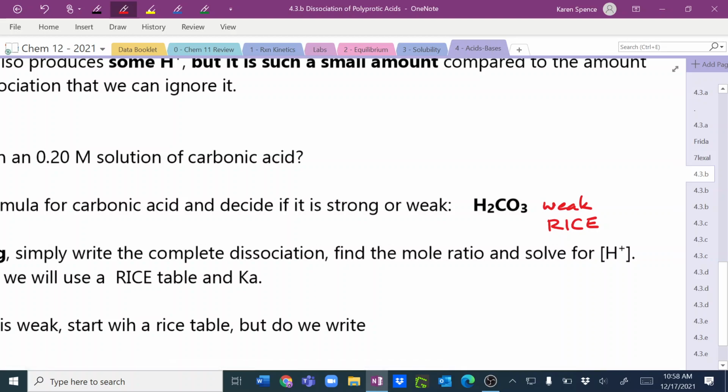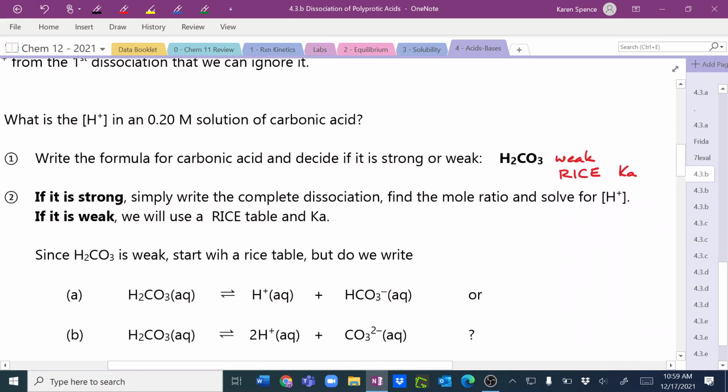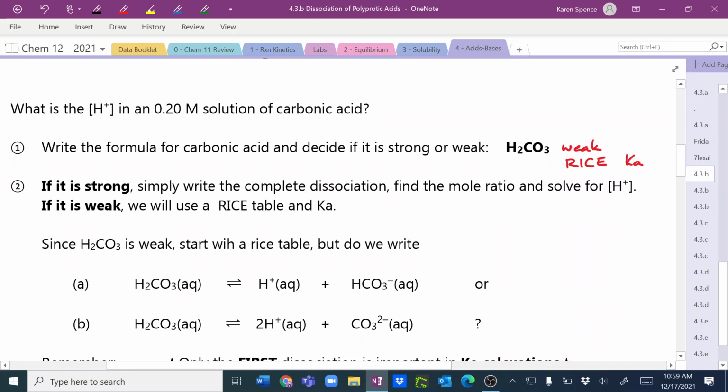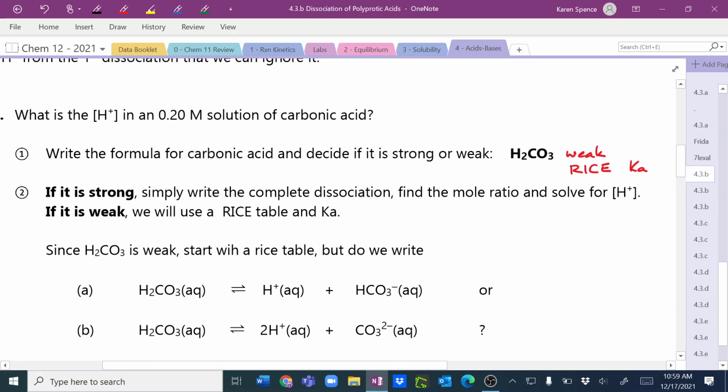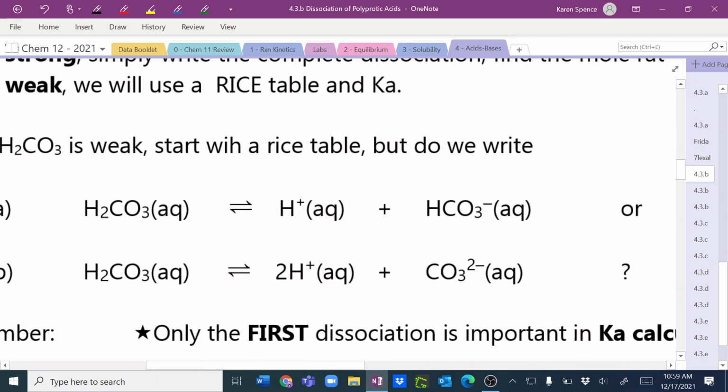Okay, so we're going to use a rice table and we're going to use Ka. We're not going to go through the whole problem, although it's all here if you want it. But basically, the question is then, we need to do a rice table. Which of these 2 equations are we going to use? Are we going to take off 1 hydrogen or are we going to take off both hydrogens? And that's what will cause students questions sometimes, right?